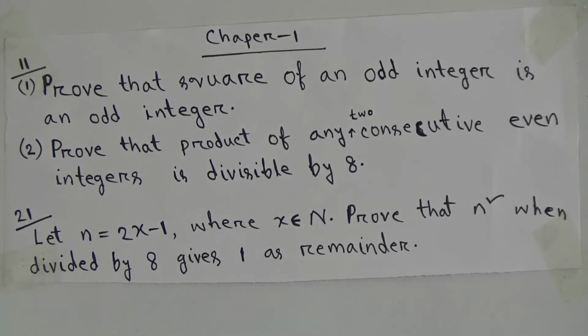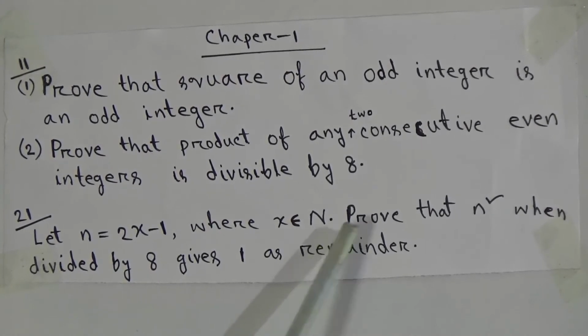You know that the elements of the set of natural numbers are 1, 2, 3, 4, and so on. That means all positive integers are elements of the set of natural numbers. That means the value of x may be 1, 2, 3, 4, 5, and so on. Now here n equal to 2x minus 1 and x belongs to capital N, and we have to prove that if we divide n square by 8, then 1 will come as remainder.